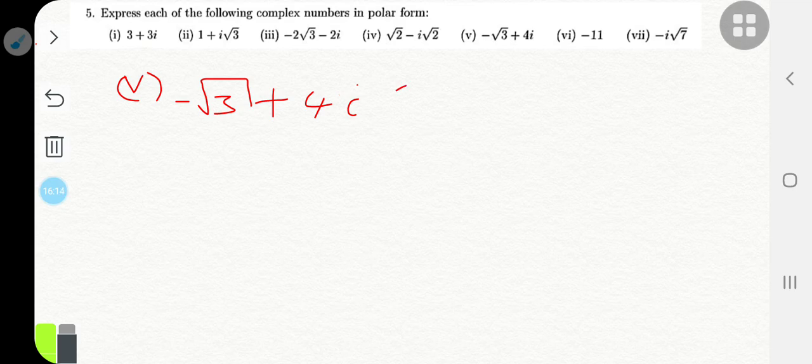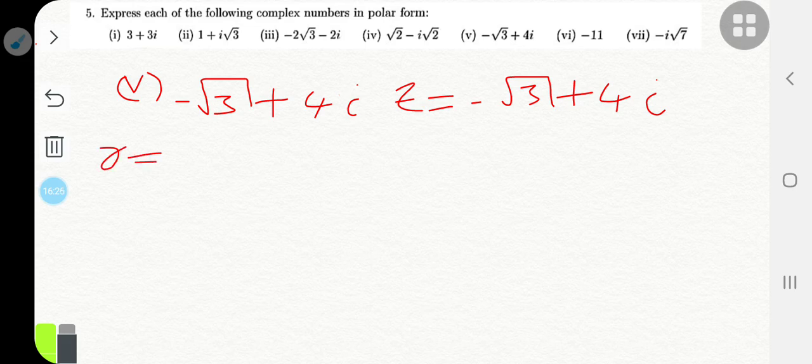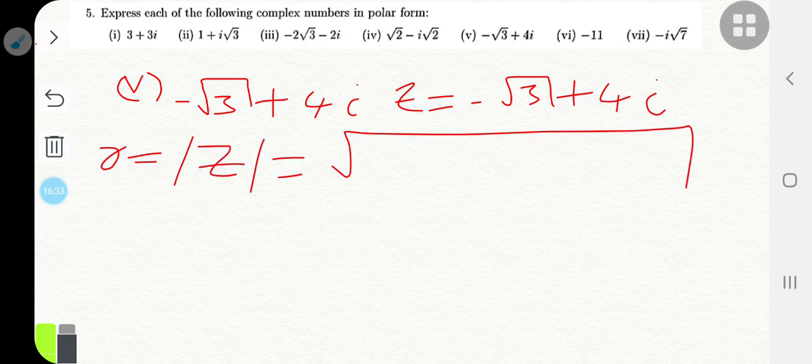So part 5, we have been given the negative root of 3 plus 4i. Let z be equal to the negative root of 3 plus 4i. Then let me find my r, and we know our r is just equal to the magnitude or the modulus of z, and we know how to find this.